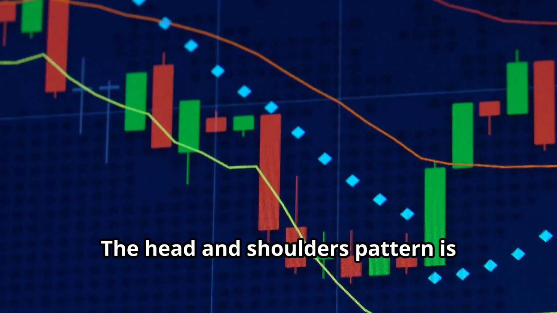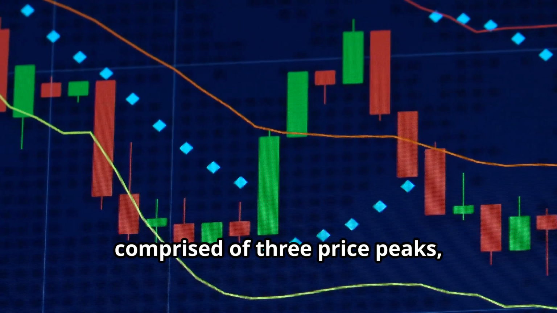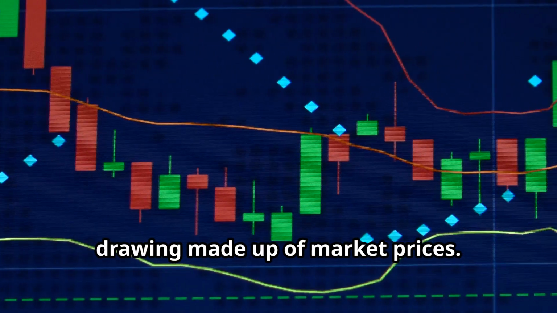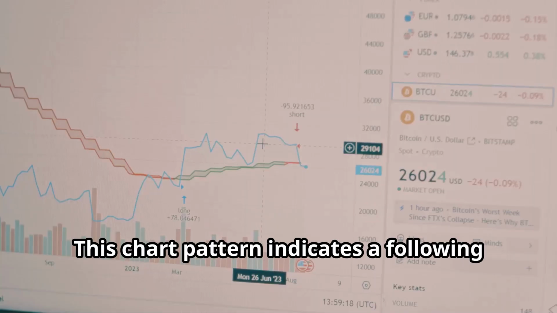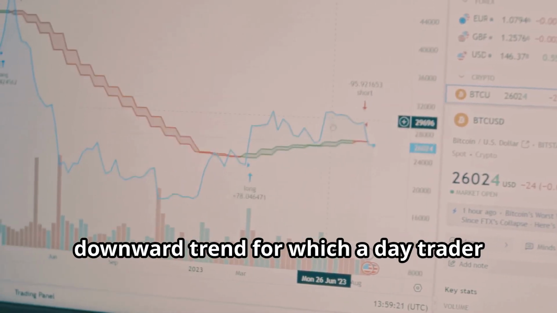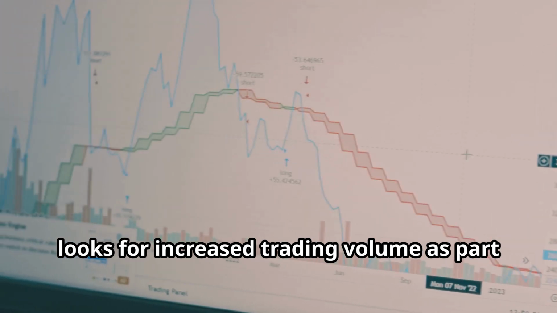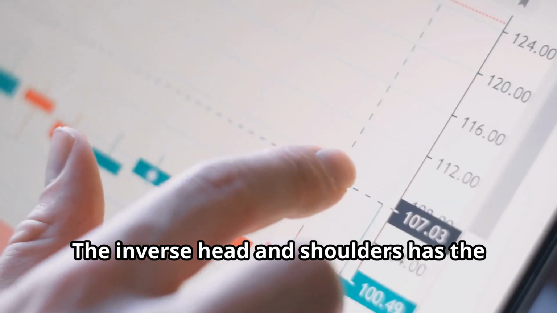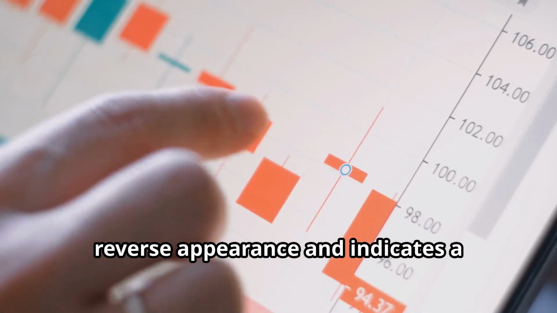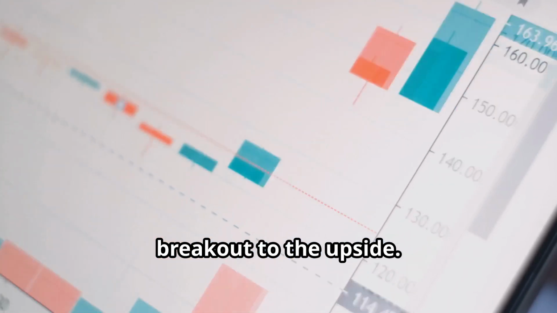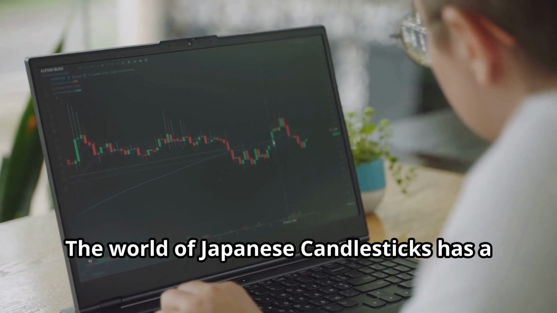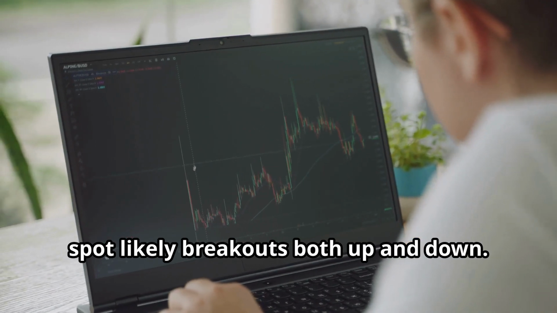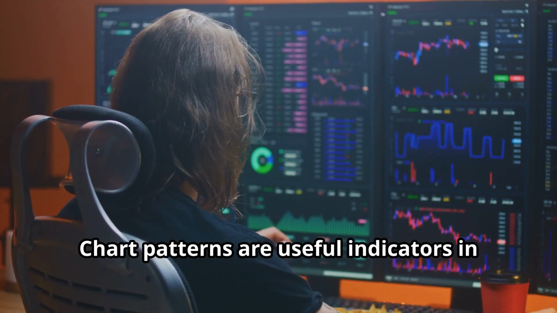The head and shoulders pattern is comprised of three price peaks, the first and third being lower than the middle one, thus looking like a head and shoulders drawing made up of market prices. This chart pattern indicates a following downward trend, for which a day trader looks for increased trading volume as part of confirming the strength of this pattern. The inverse head and shoulders has the reverse appearance and indicates a breakout to the upside. The world of Japanese candlesticks has a host of patterns that help day traders spot likely breakouts both up and down. Chart patterns are useful indicators in day trading.